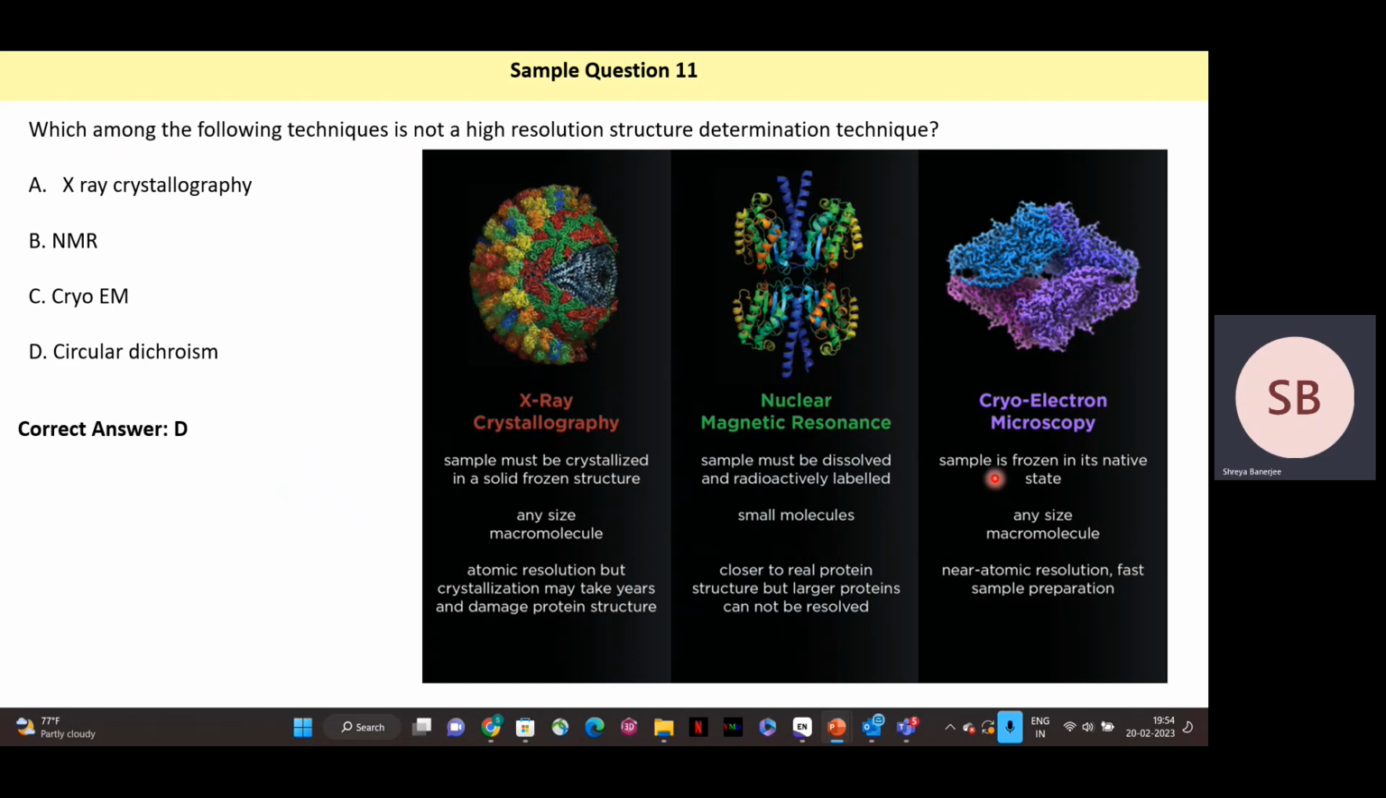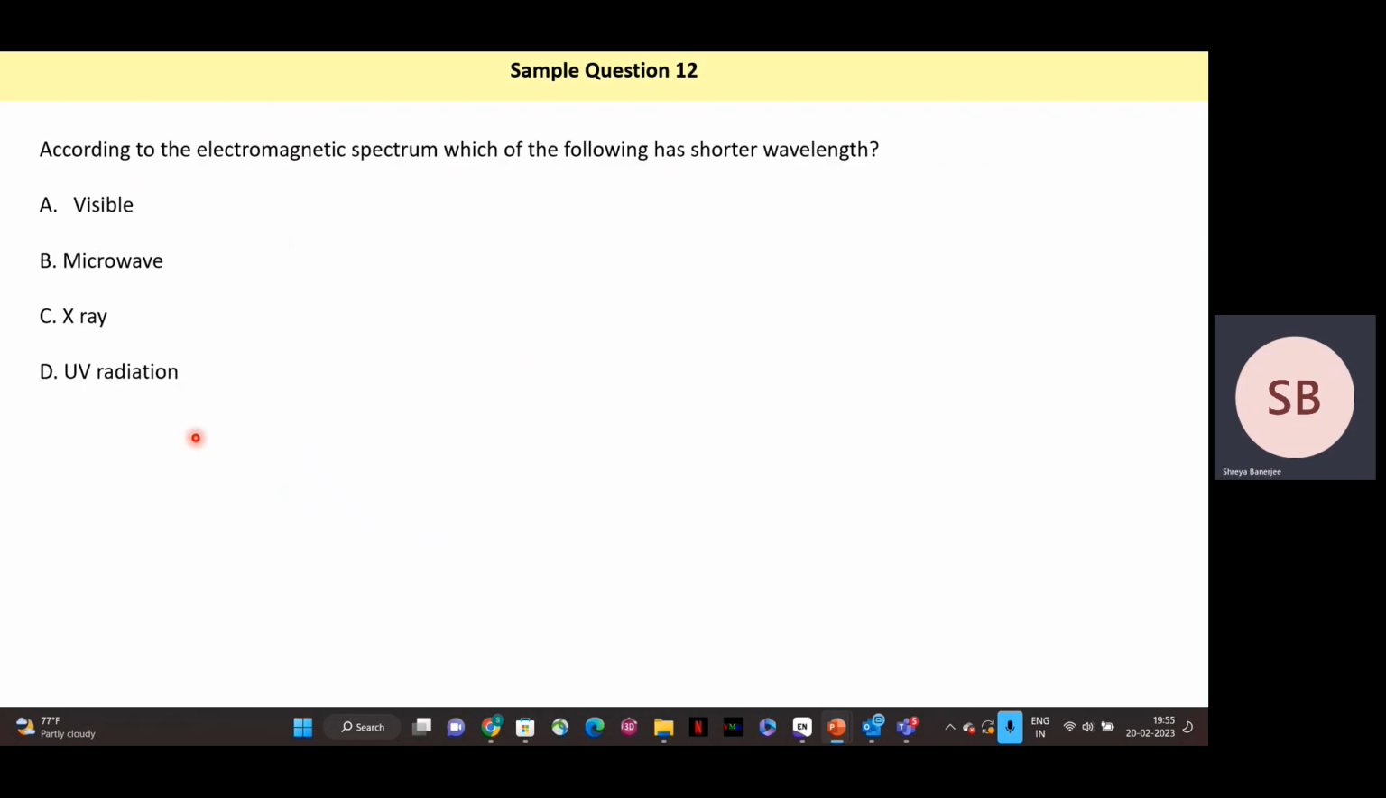In cryo-electron microscopy, you get near atomic resolution and the sample preparation is also very fast. So it is the most modern technique. So clearly A, B, and C are all high resolution structure determination techniques. So the incorrect option is D, which is circular dichroism. The next question is that according to the electromagnetic spectrum, which of the following has shorter wavelength?